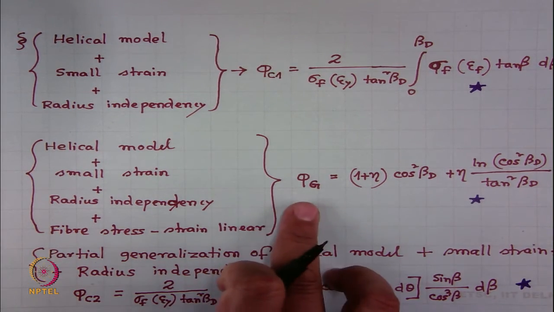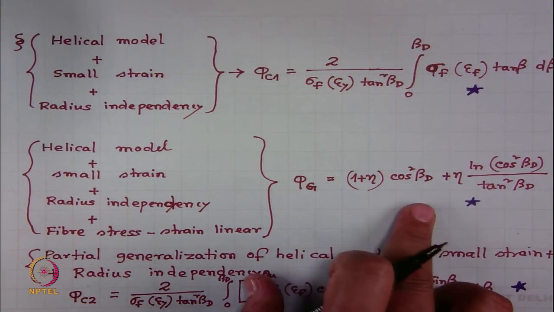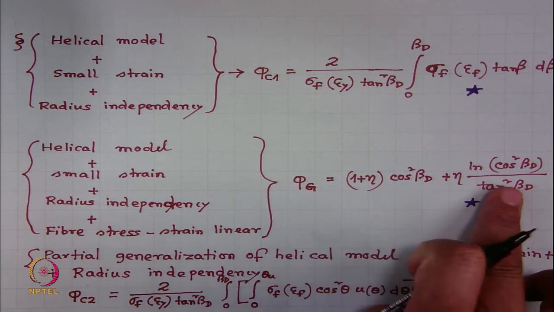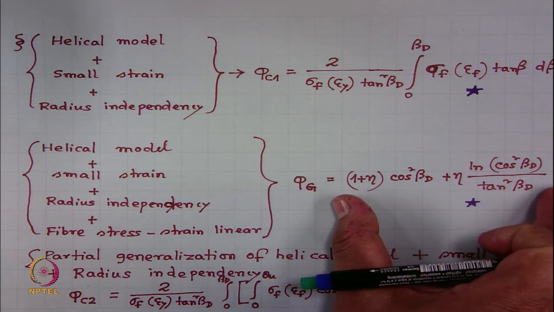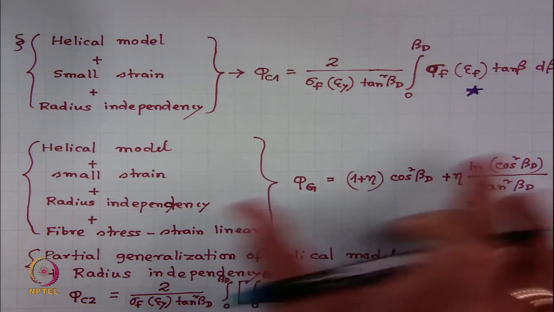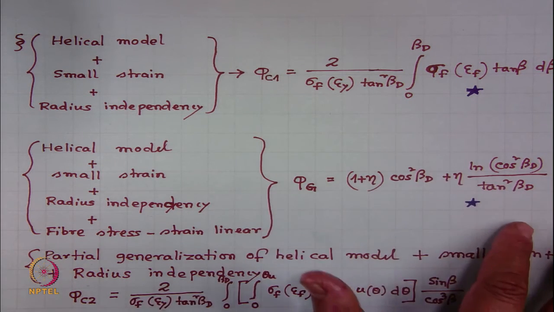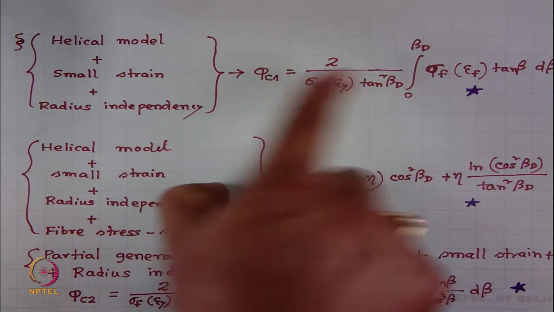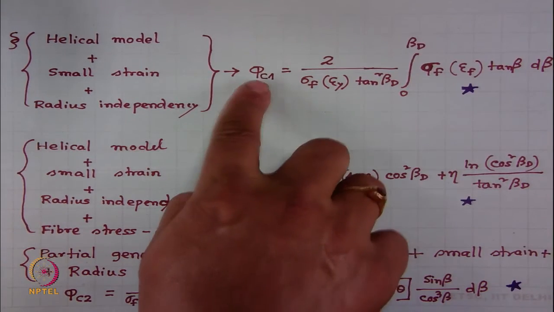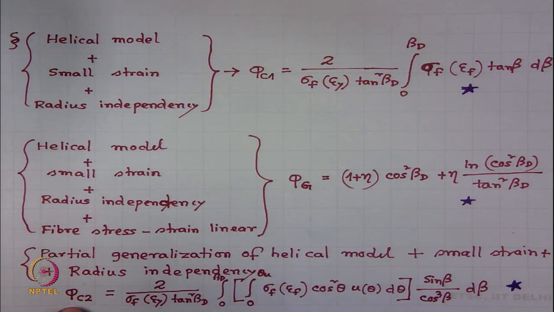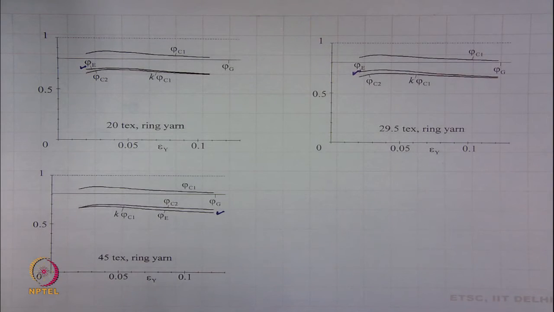Phi subscript g is very similar to Gegop's equation. Precisely speaking, this is not Gegop's equation because Gegop's considered eta 0. So, if in the right hand side only the cos square beta d term is there, then it is Gegop's equation. However, let us think that this is Gegop's and other type of equation, and this is one expression, this is the second expression. This is phi subscript C1 and this is the partial generalization, phi subscript C2. So, first let us talk about Gegop's equation.